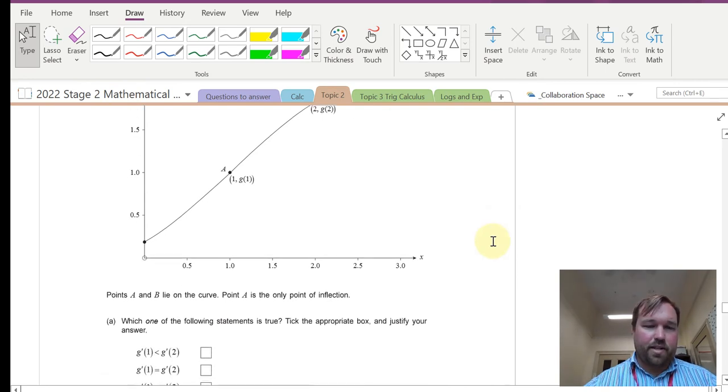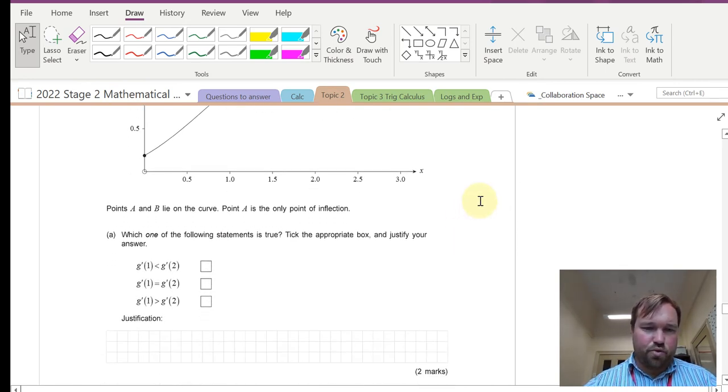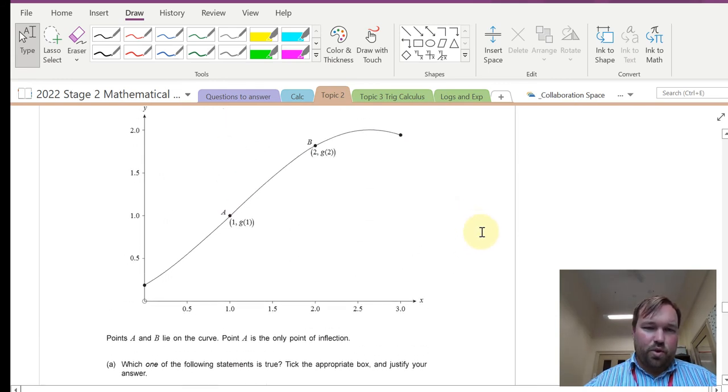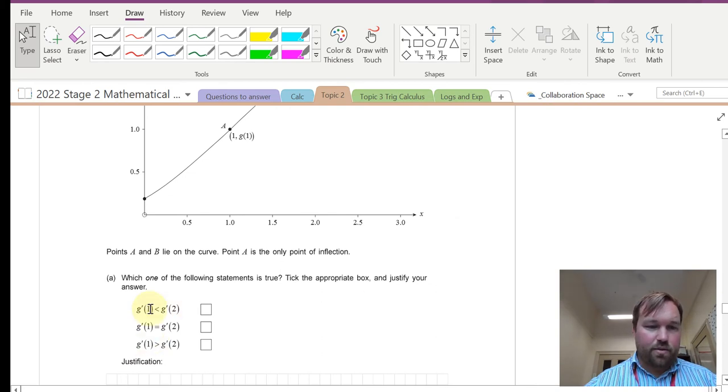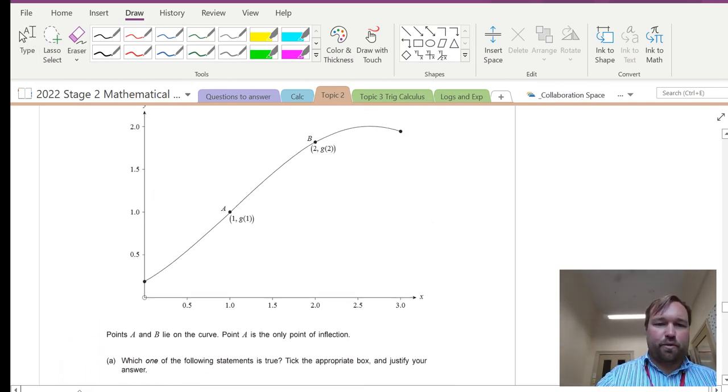Alright, A is the point of inflection. Which of the following statements is true? The derivative of 1 is greater than the derivative of 2. No, it's less than. Not true, not true, true. So the point of inflection will have the steepest curve, because this is going to be positive and this will also be positive, but the steepest point will be here at the crossover between those two.